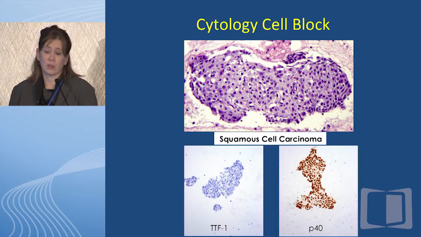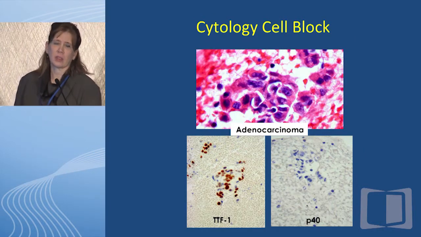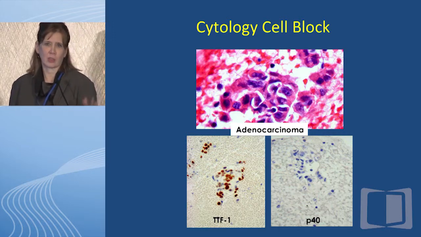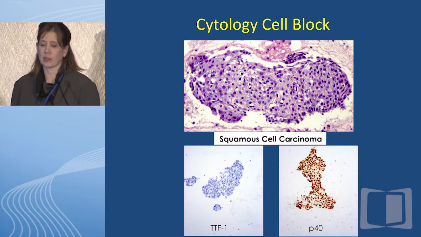There's your P40, and it's staining this cytology cell block. And if you look at these cell blocks, you can easily get confused on the H&E morphology because for some reason, cell blocks always have a squamoid appearance. So there's a lot of pink cytoplasm in this adeno, and slightly less pink in this stain, but pink cytoplasm in this squamous cell carcinoma. So we need to know what stains work for what.